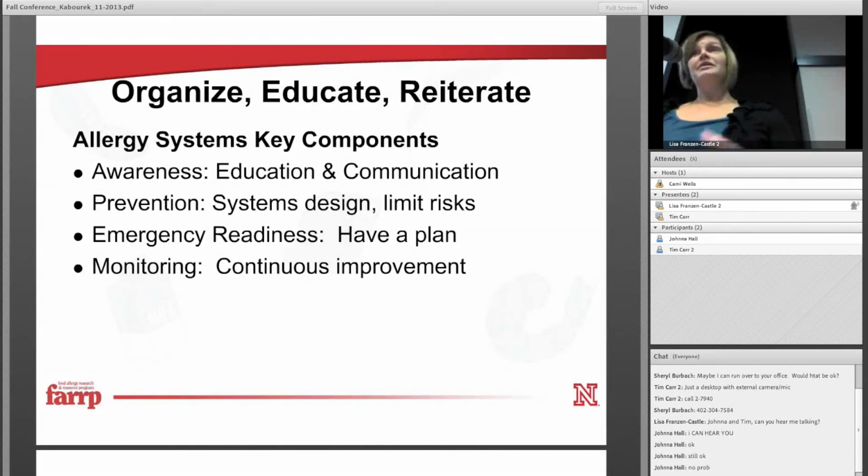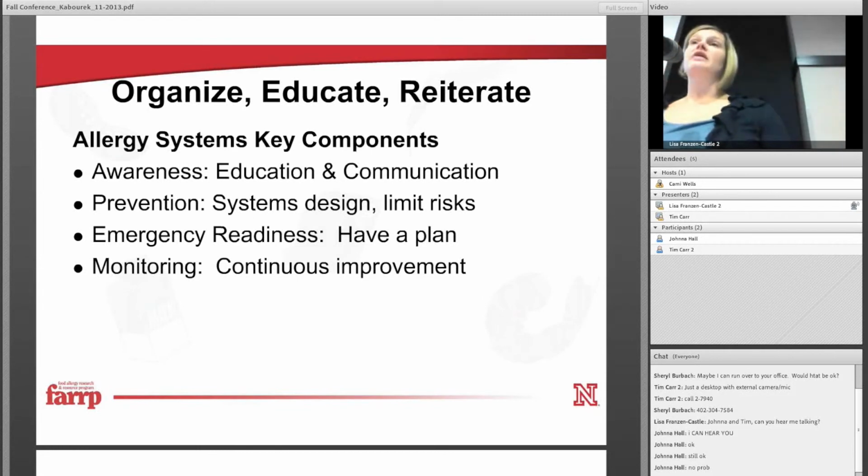And without singling out the child and without making them feel outcast, you have to kind of integrate how your design is laid out. You have to have emergency readiness in your home. Wherever that child is, you have to make sure they have their medication. You have to communicate with whoever that child is with, and you have to educate your child because eventually they are going to be on their own and they have to learn how to live with their allergy. Then you have to monitor continuous improvement. Look at different things. If a reaction happens, what went wrong, what went right?